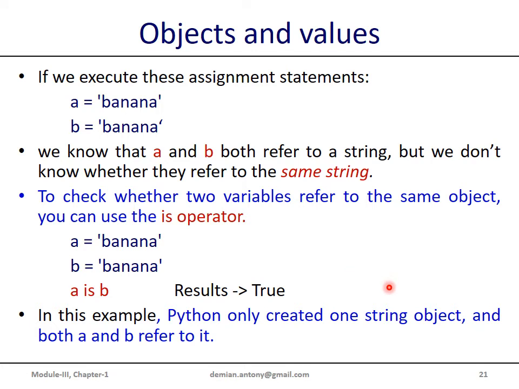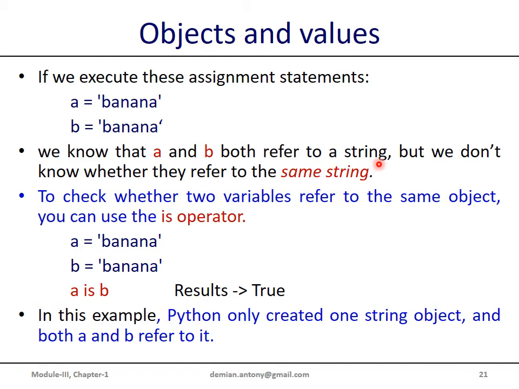Objects, values, and the data structure, the relationship. Let us consider two strings, a equal to "banana" and b equal to "banana". A is a string having a sequence of characters, and B is a string having the characters banana. Both a and b have a value, that means a sequence of characters, BA, NA, NA. By looking at these two assignments, we say that a and b refer to the same string.